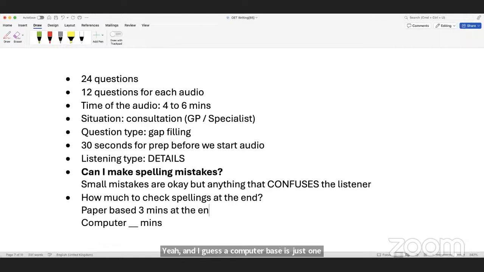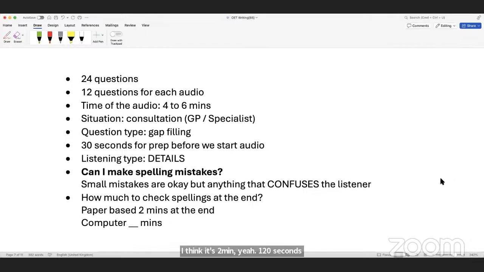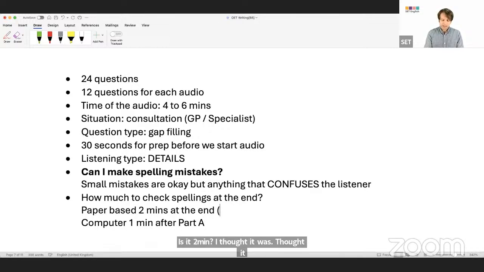After the whole class, 3 minutes at the end, isn't it? I thought it was 3 minutes. It's 120 seconds. Ah, okay. Computer-based is completely different, guys. It's 1 minute after part A. This would be after all 3.